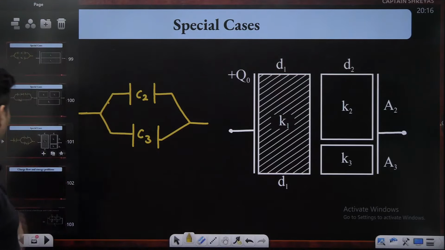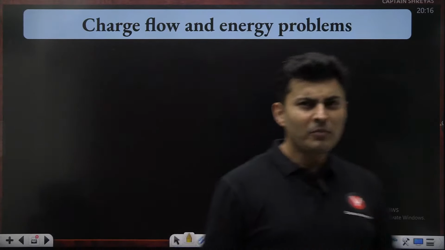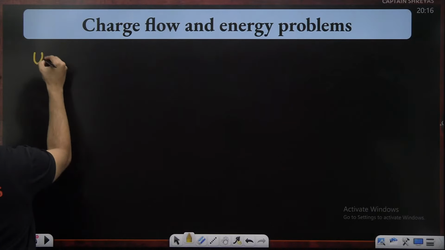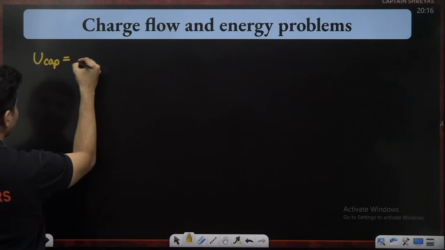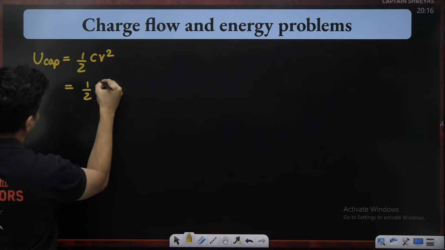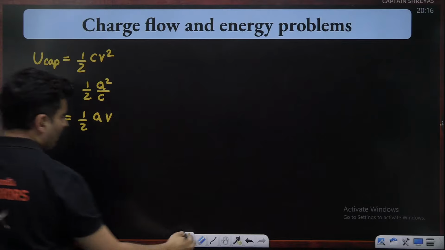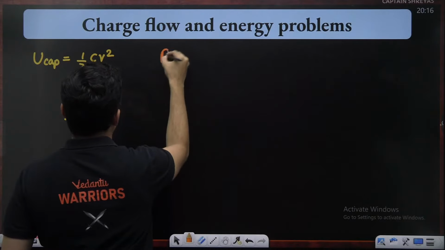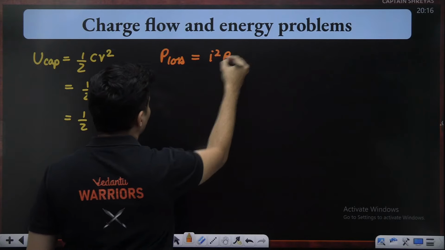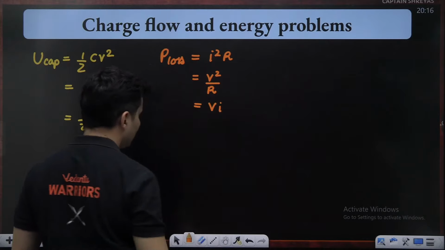All right. Now we'll also come to charge and energy flow problems. I hope you remember the energy stored in a capacitor. Like the energy stored in a capacitor is half CV square. We have done this. I'm just doing a quick revision, or half Q square by C, or basically half QV. Whereas if you talk about the power loss in a resistor, it will be basically I squared R, or V squared by R, or basically voltage into current.